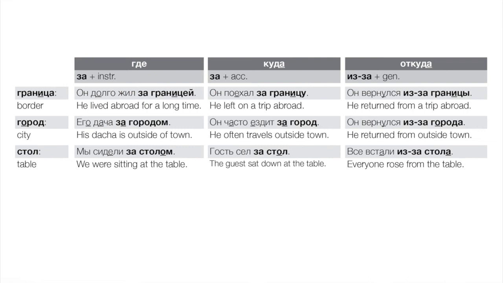And if you return from that location outside of town, он вернулся из-за города. He returned from outside the city limits, so to speak. Now, you may notice here that in these expressions, at least the first 2 there with город, you usually hear the stress put on the preposition.